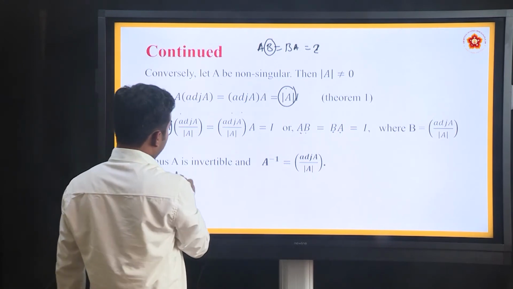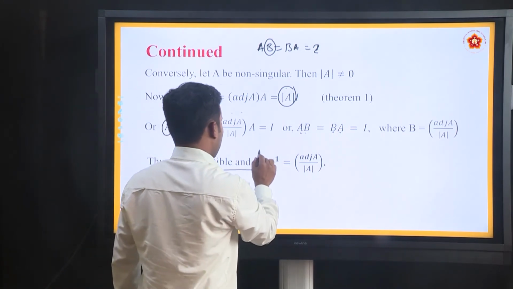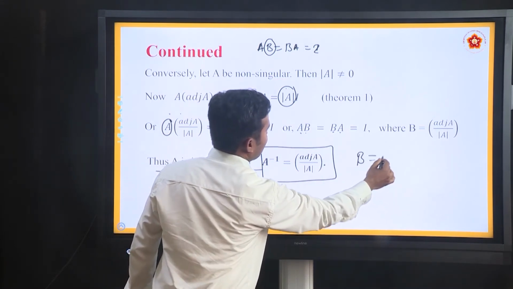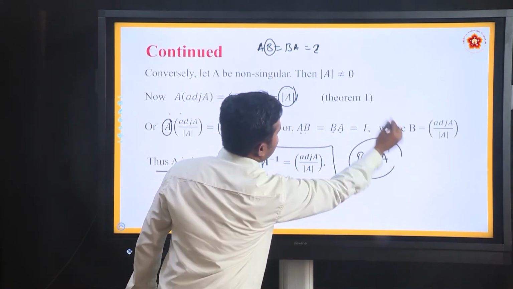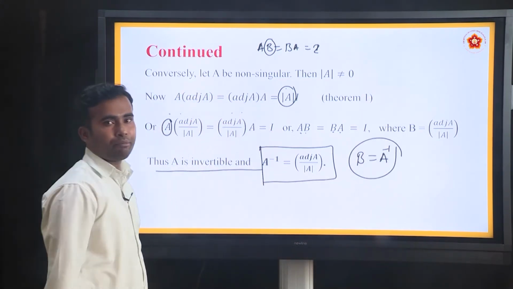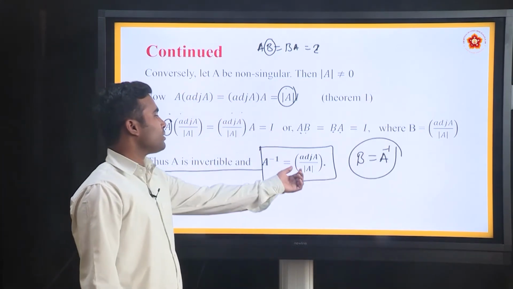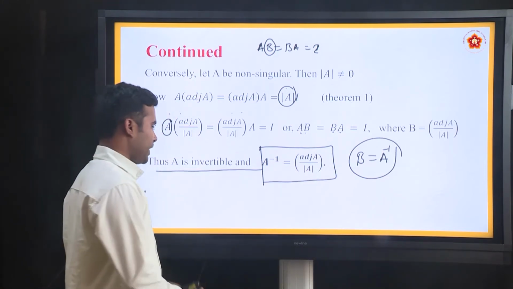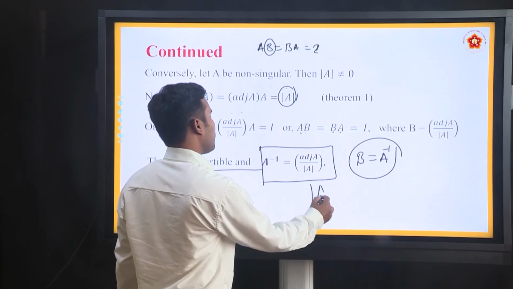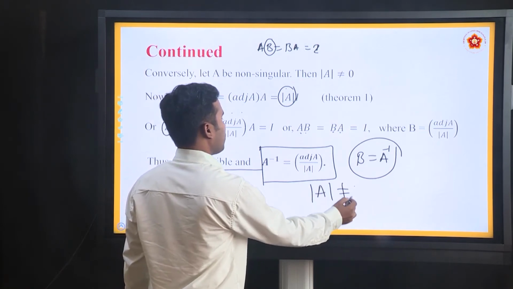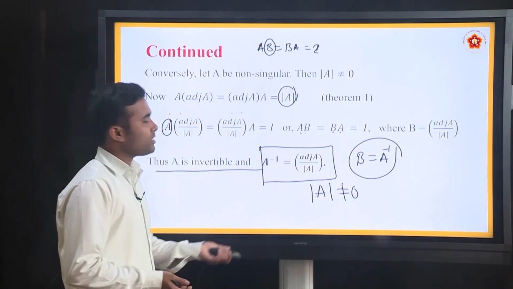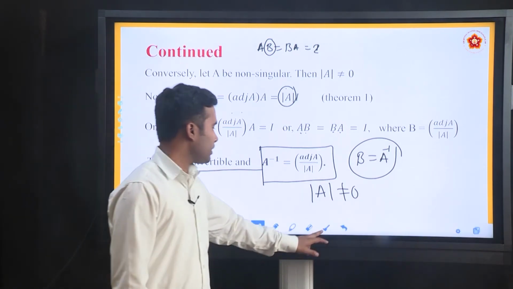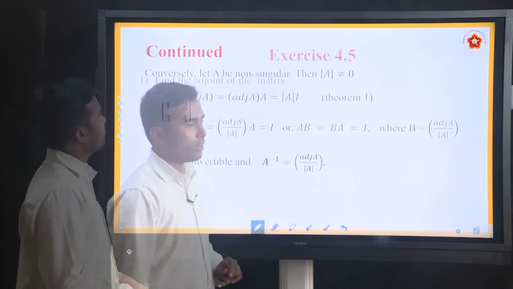So now we can conclude that I can write B is nothing but A inverse. That is, B is nothing but the inverse of A, okay. A inverse is equal to adjoint A divided by determinant of A. Here it is very clear we should follow this: determinant A should not be equal to 0. If it is equal to 0, then we can't find its inverse, okay. That is one condition you should follow. Next.